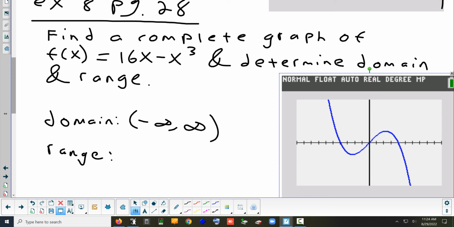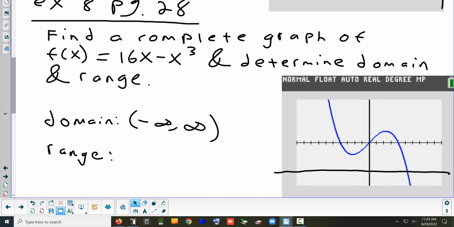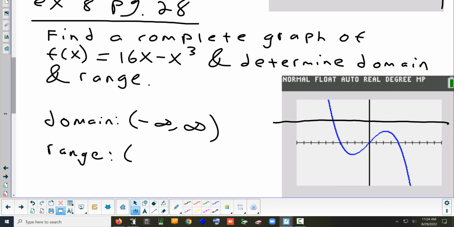And the range, again, I use the graph to really help me with this. Imagine putting a horizontal line and dragging it through your picture. Is there anywhere where it misses the graph completely? No. So the range is also all real numbers. Domain and range.